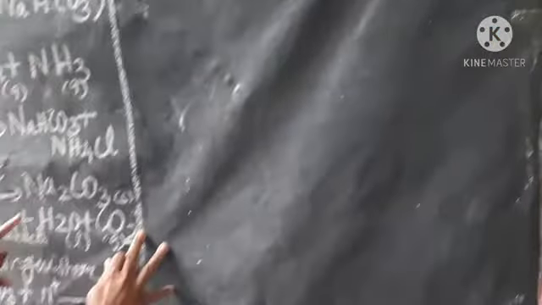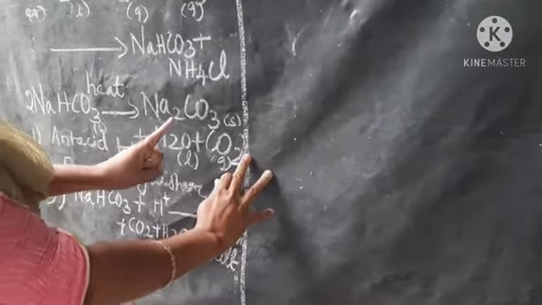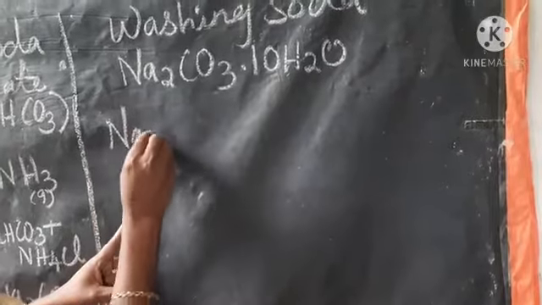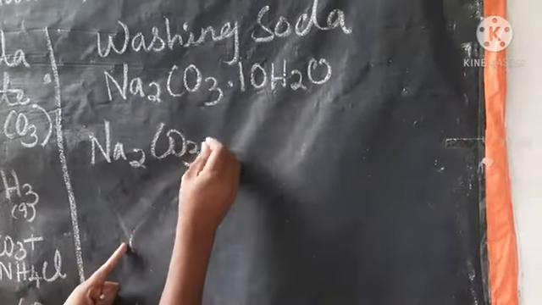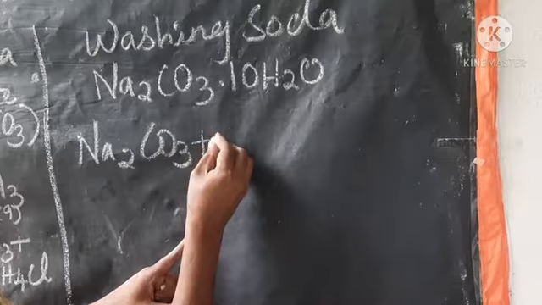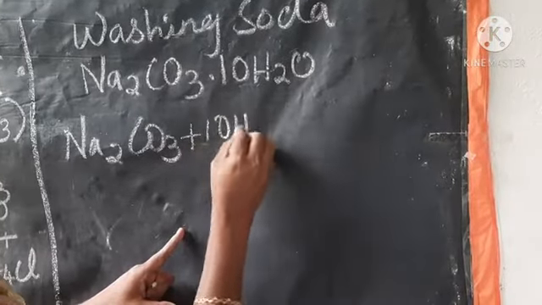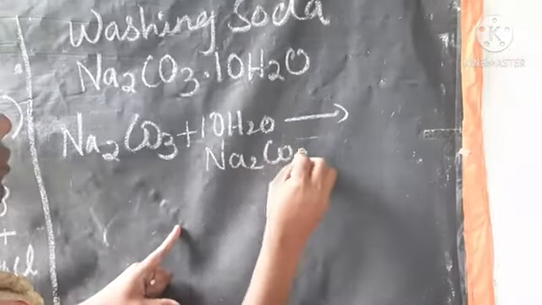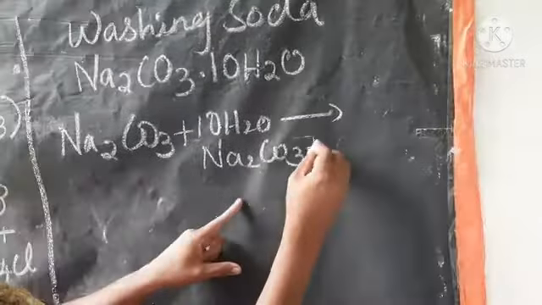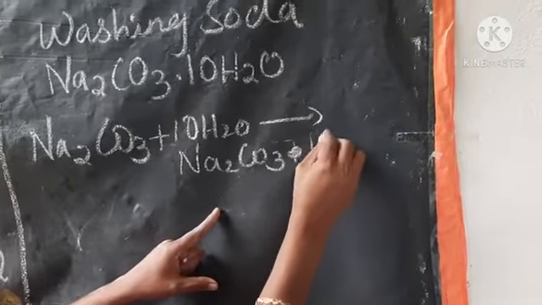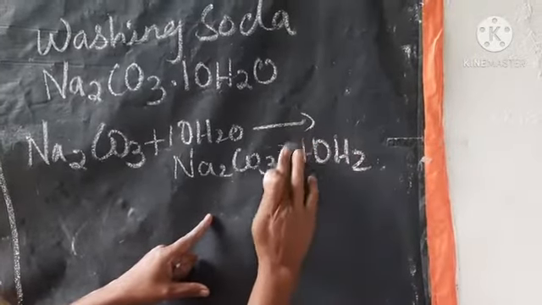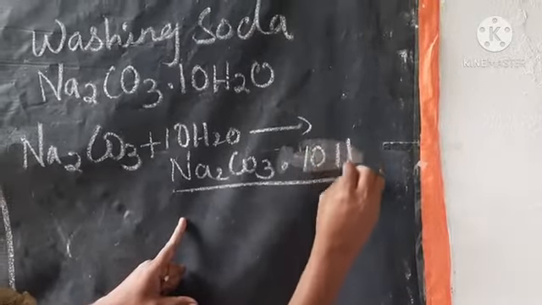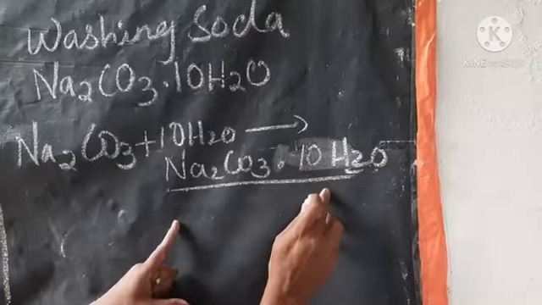You could have seen here when baking soda is heated, sodium carbonate is formed, is it? So that sodium carbonate is recrystallized. Recrystallization means 10 molecules of water are added to it. It forms Na2CO3 with 10 molecules of water. It is called washing soda.